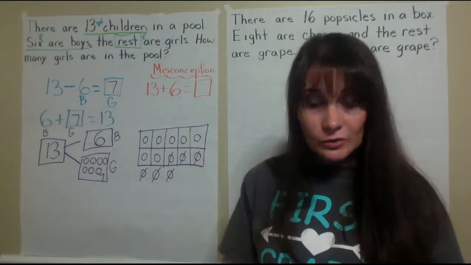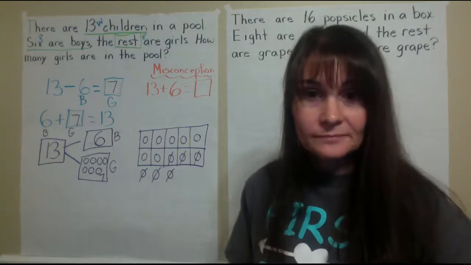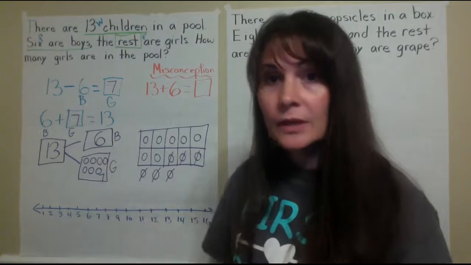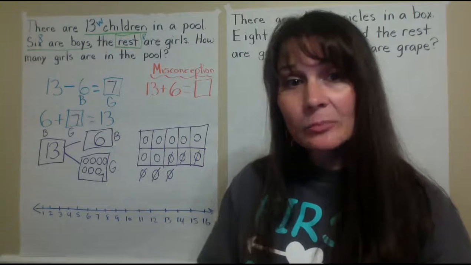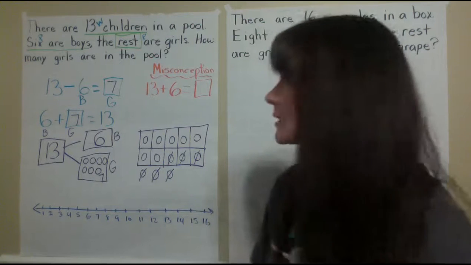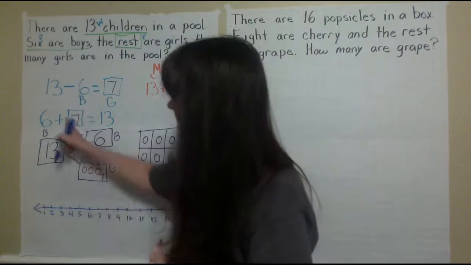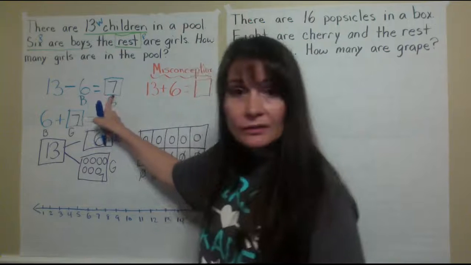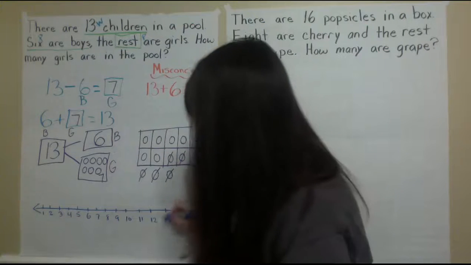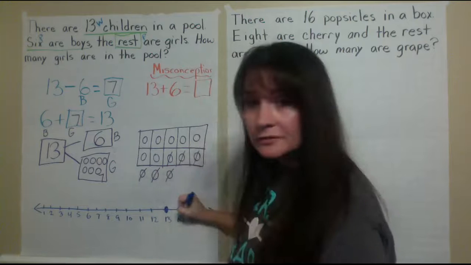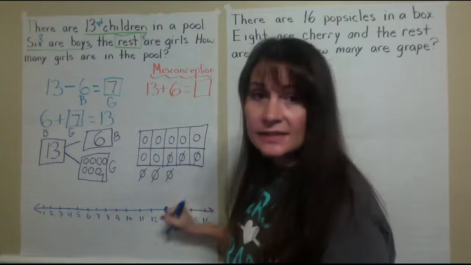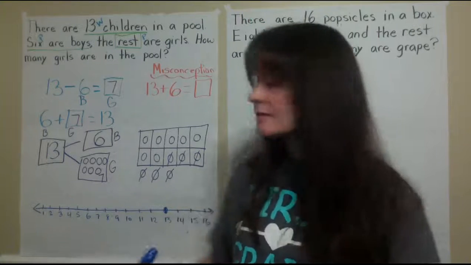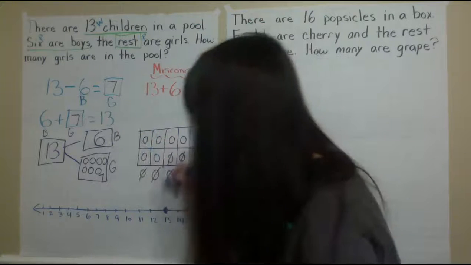Another strategy that you could have used is our number line. I went ahead and drew my number line on the paper. Now I'm going to use my number line to help me figure out how to solve this problem. I'm going to think about if I had 13 and I minused 6, how many would be there that were girls? So if I had 13 students, I'm going to start there, and I'm going to minus 6. And since I'm minusing, I'm not counting forward, I'm counting back. So let's count back 6.